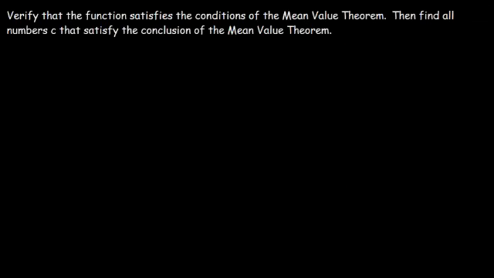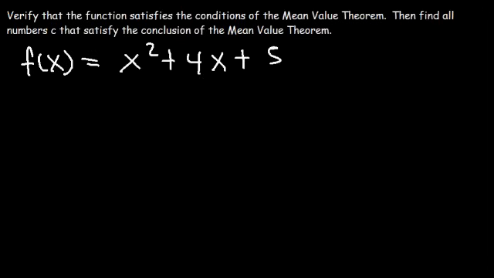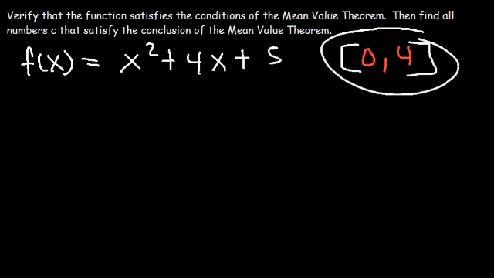Now let's try this problem. So let's say f of x is equal to x squared plus 4x plus 5 on the closed interval 0 to 4. So find all numbers c that satisfy the conclusion of the mean value theorem. So, since we have a polynomial function, particularly a quadratic function, we know it's continuous on the closed interval, and it's also differentiable on the open interval.